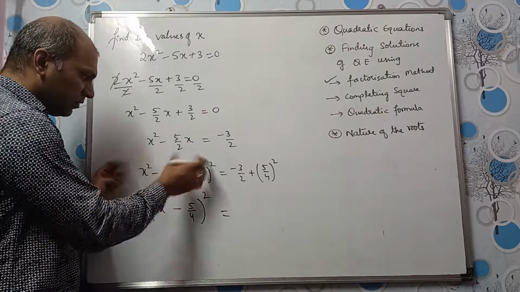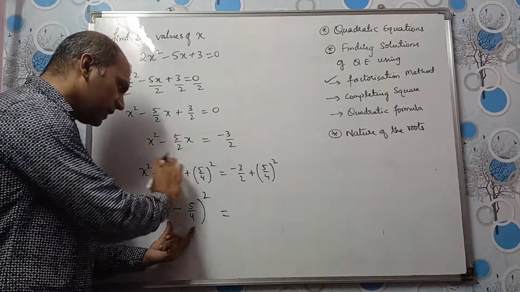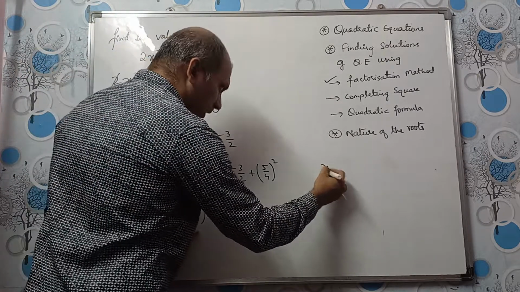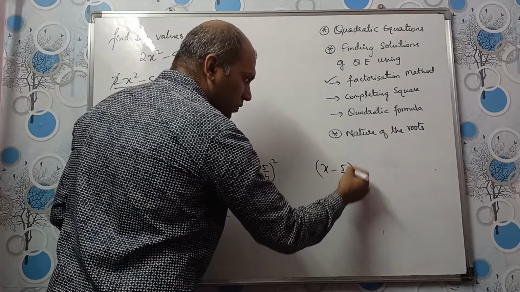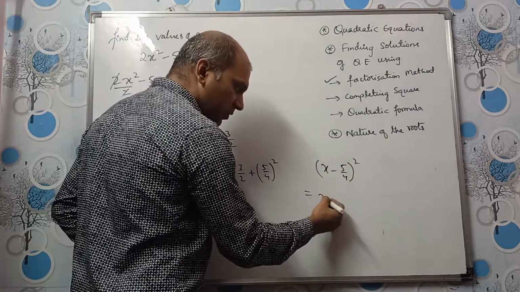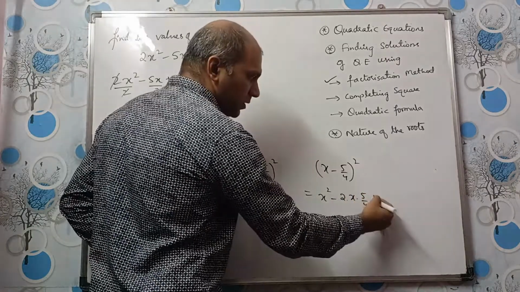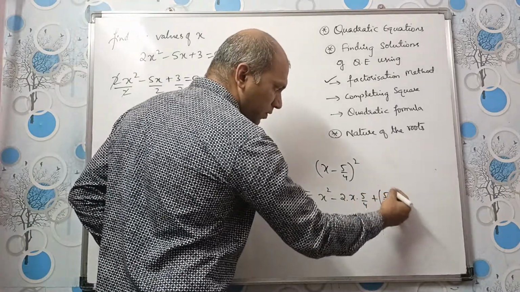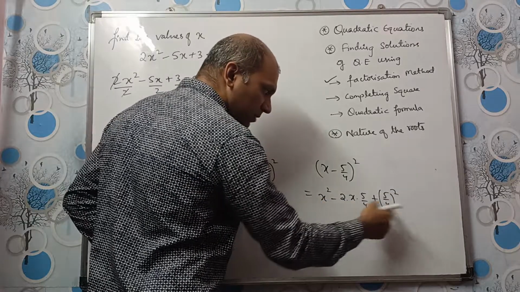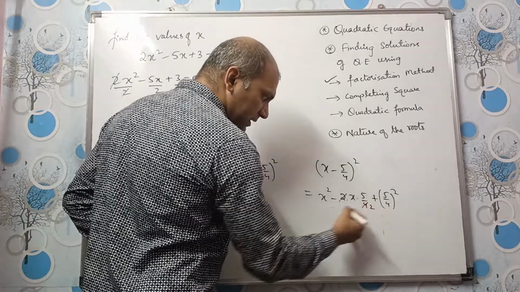Now you must be wondering what I did here. See, you expand this, we'll get this part only. See, x minus 5 by 4 whole square. If you expand using a minus b whole square, a square minus 2 into a into 5 by 4 plus 5 by 4 whole square, right? A square minus 2ab plus b square. See, this will get cancelled. What do we have now?